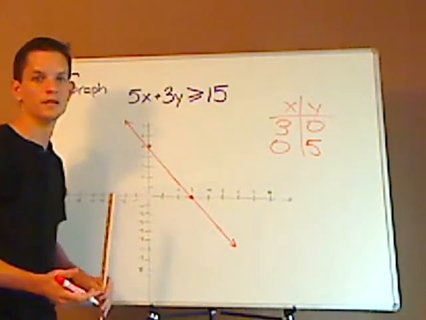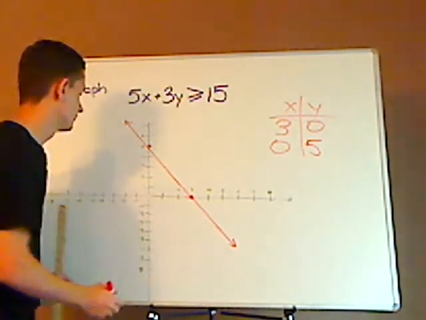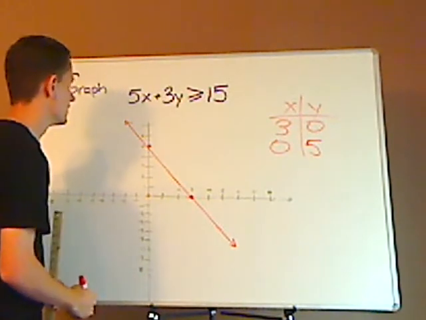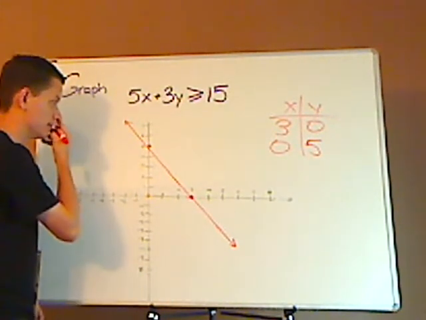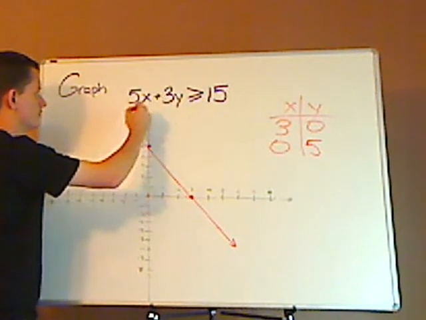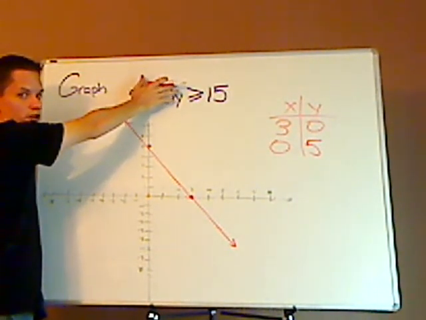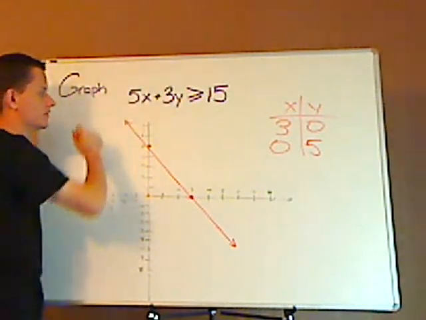Now, let's determine where to shade. So I'm going to use a test point. Since 0, 0 does not fall on the line, I'm going to use that. I plug in 0, 0 into here. That's going to cancel these out. So 0 greater than or equal to 15.